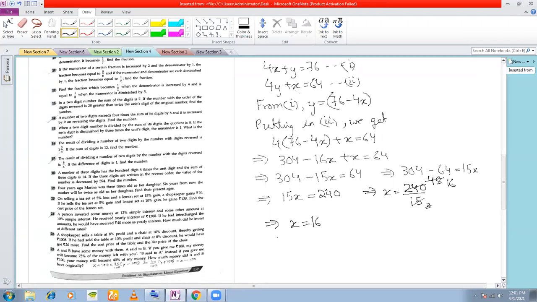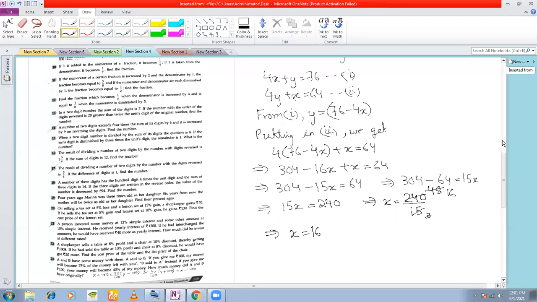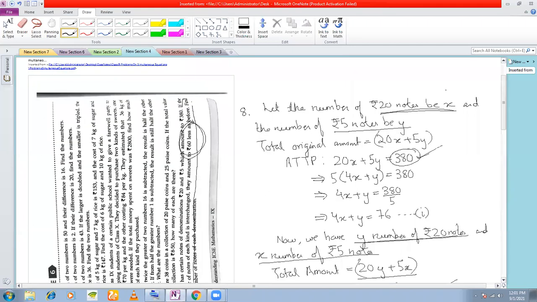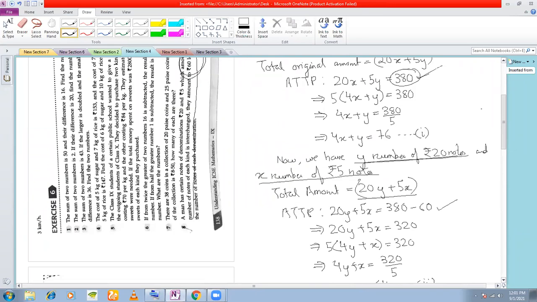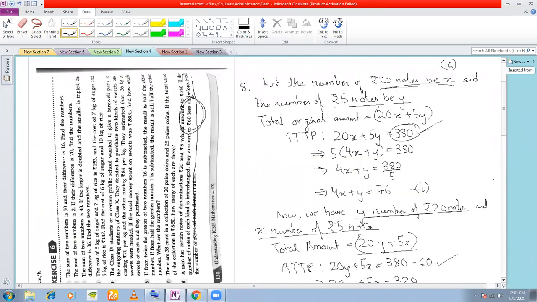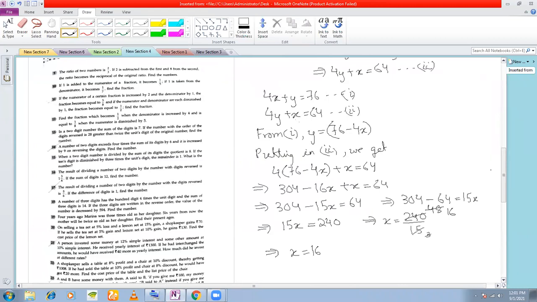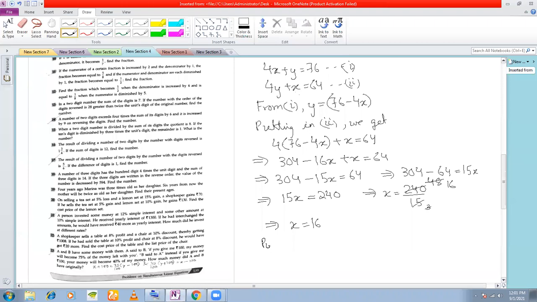So initially, how many 20 rupee notes do you have? You had 16 20 rupee notes initially. Okay, let's find out the value of y also. So put the value of x in equation 1. Putting x is equal to 16 in 1.